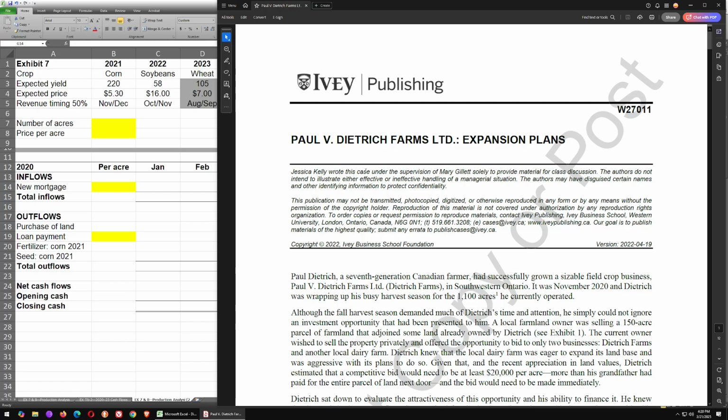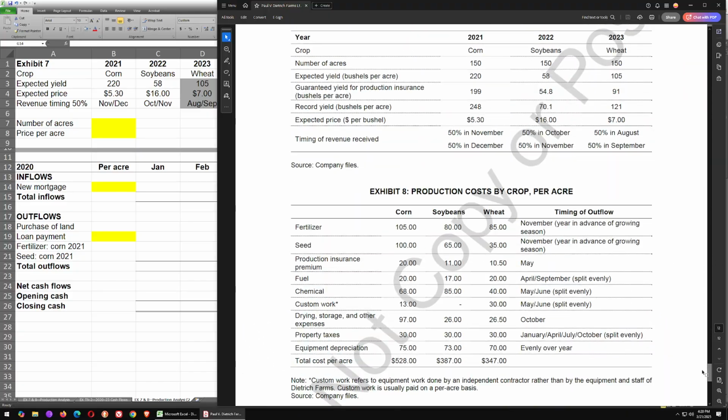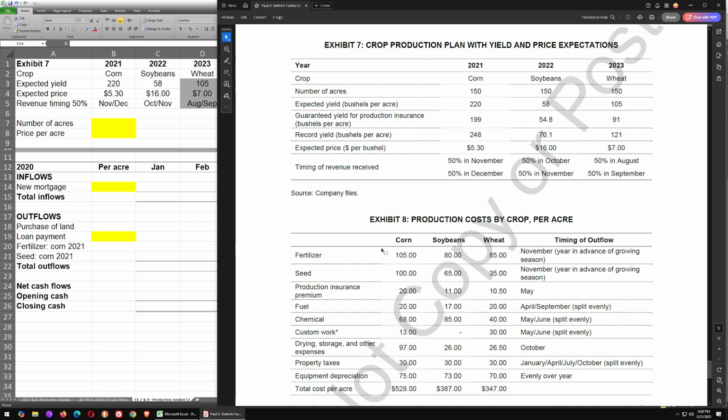So let's take a look at some of the information that we're going to need. Obviously, from Exhibit 7 and 8, you can see that a lot of the information here I've recreated. I've left out a couple of things. We didn't need to know the guarantee yield or the record yield and that sort of thing. We didn't need to know equipment depreciation.